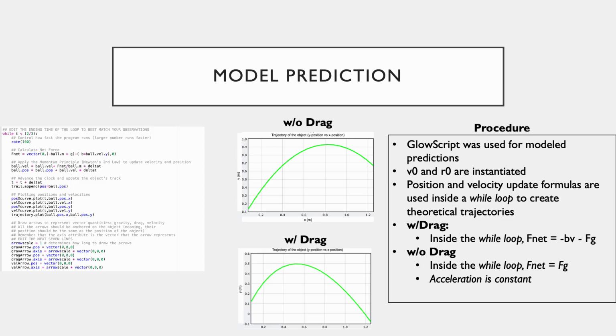When creating the modeled prediction, GlowScript was used to code the simulation for this experiment. The initial position and velocities are instantiated, and the position and velocity update formulas are used to update the position time and velocity time graphs. The position update formula is initial position plus velocity times delta t, and the velocity update formula is initial velocity plus net force divided by mass times delta t. The code used iteration to create an accurate position versus time graph. In the simulation that incorporated drag, the net force isn't constant. However, in the simulation without drag, the net force is constant. The graphs of the trajectories are featured on this slide.